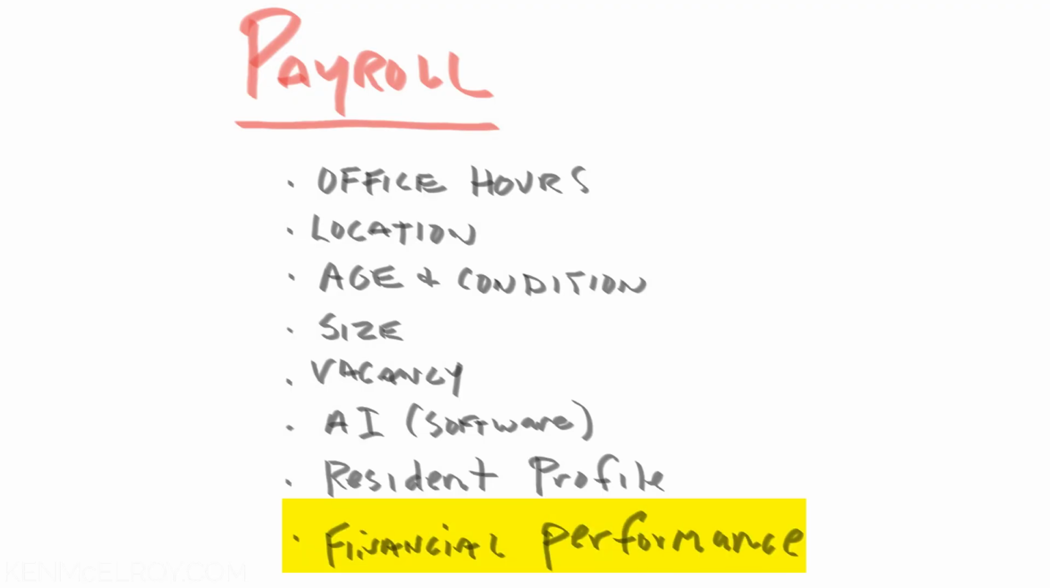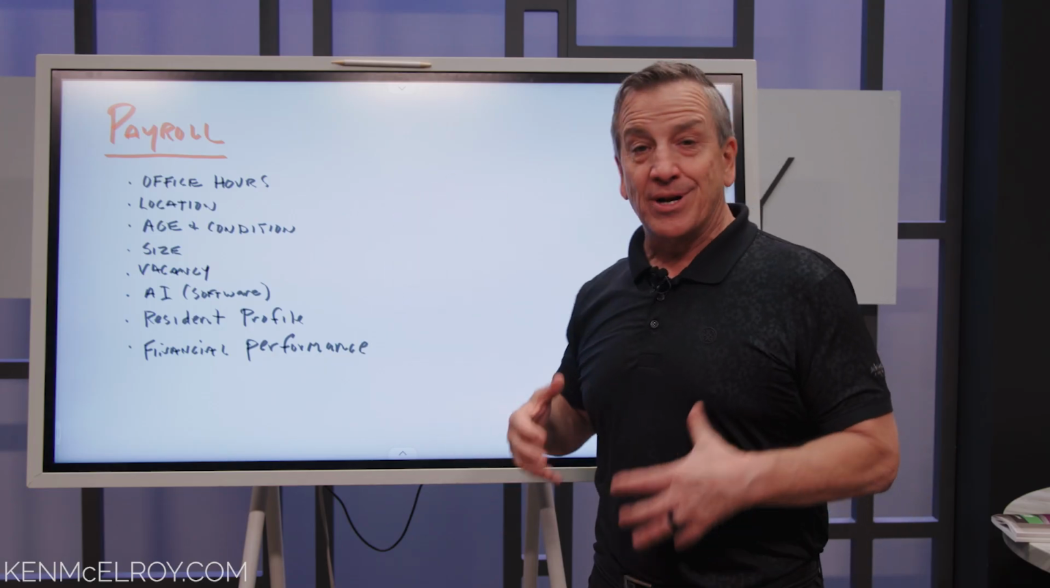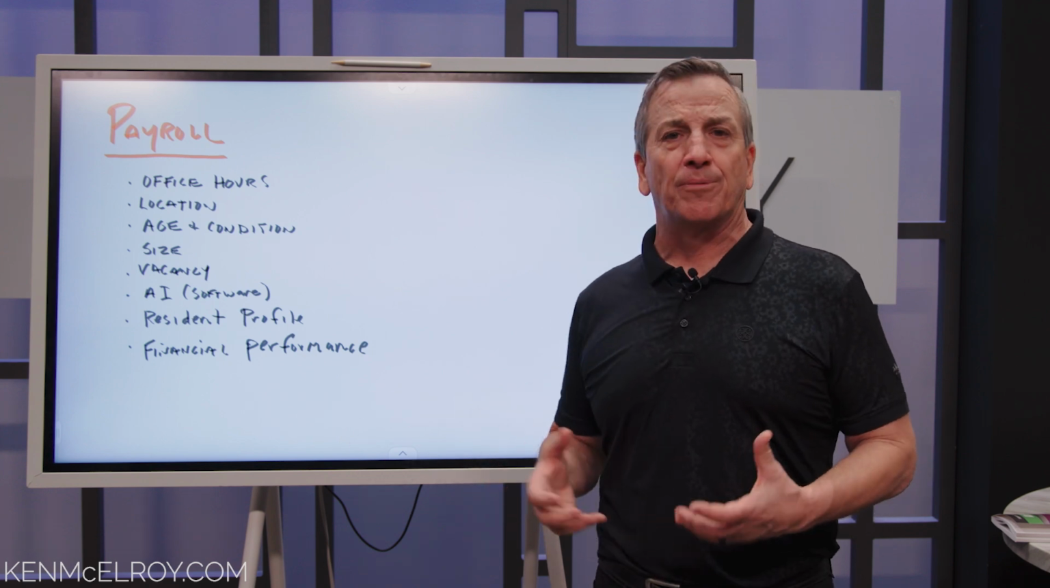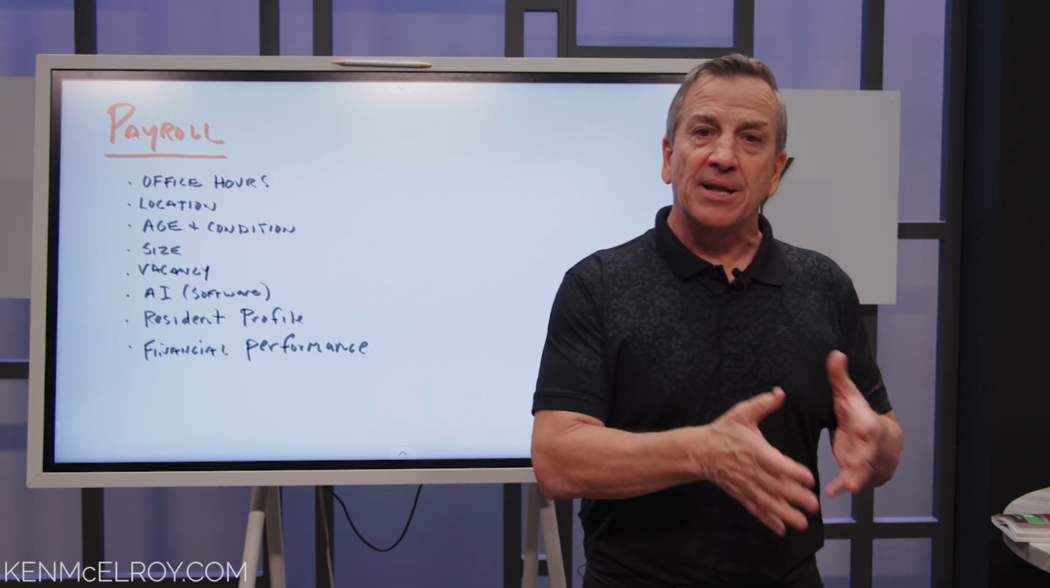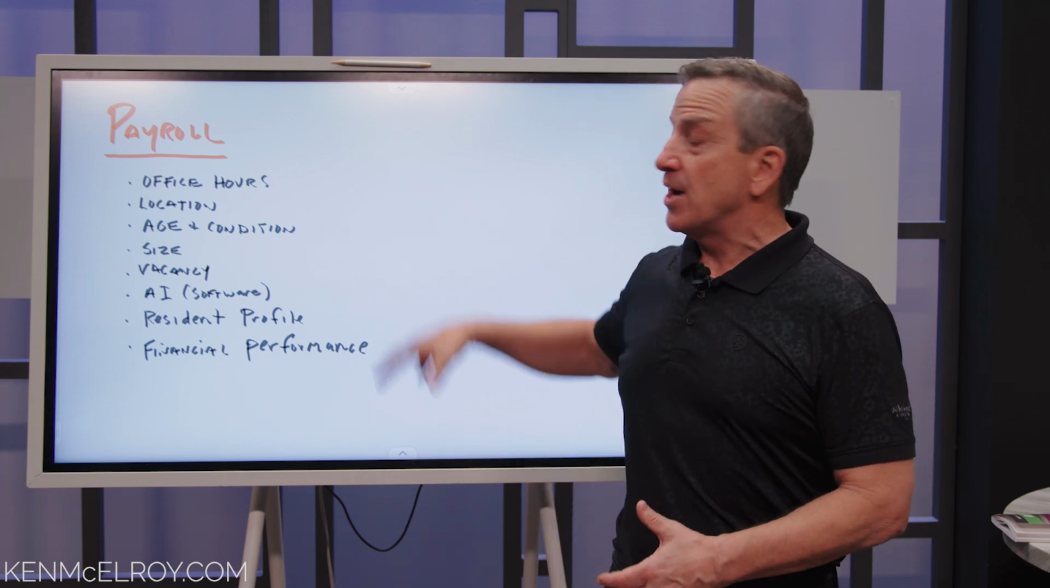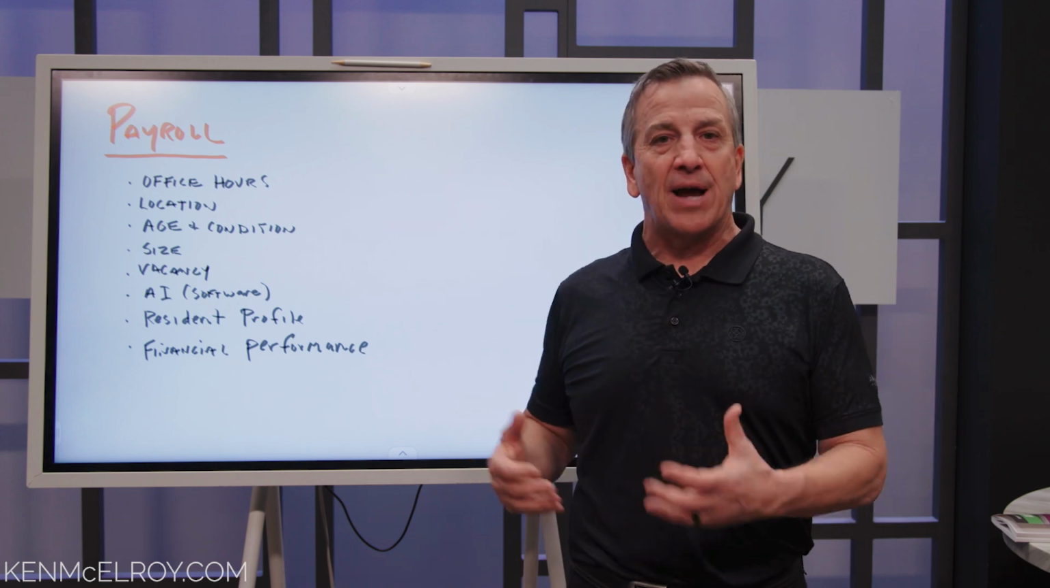The last item is financial performance. So I bought properties that are 50% vacant, for example, where it required a lot of payroll to turn the property around and get the thing stabilized. But once we got higher occupancy, then we were able to reduce the payroll. So your payroll can vary largely based on the financial performance of the property from month to month or year to year. So it doesn't always necessarily have to remain stagnant.